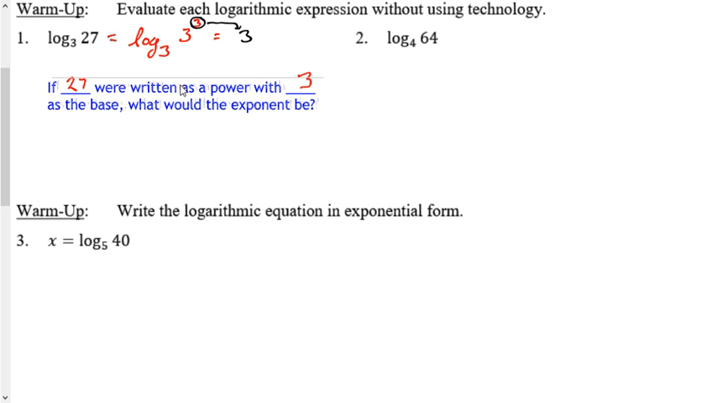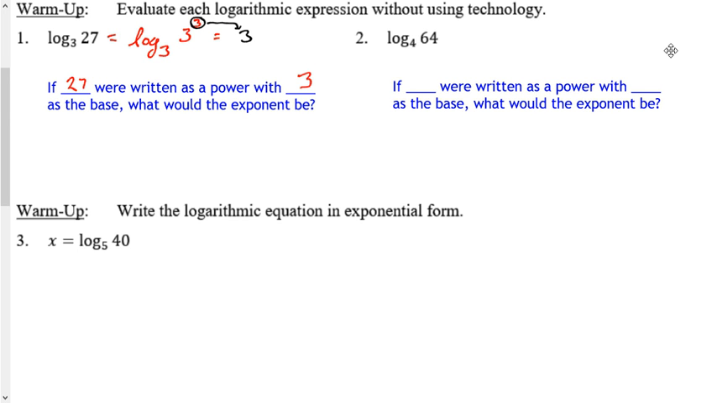Let's do something similar with number 2. If 64 were written as a power with what's our base? The base is a 4. With 4 as the base, what would the exponent be? Well, let's rewrite it. 4 times 4 is 16, times 4 is 64. So 4 cubed. What is the exponent? The exponent is a 3, and that's what a logarithm tells me.